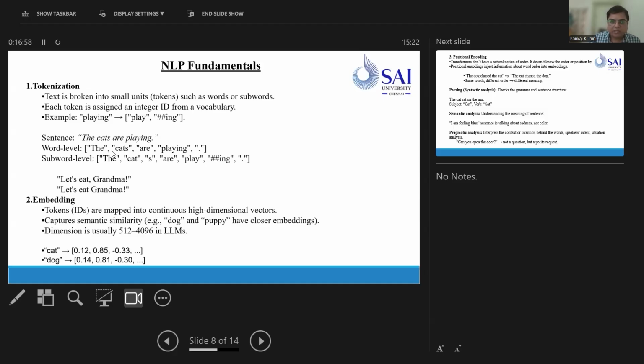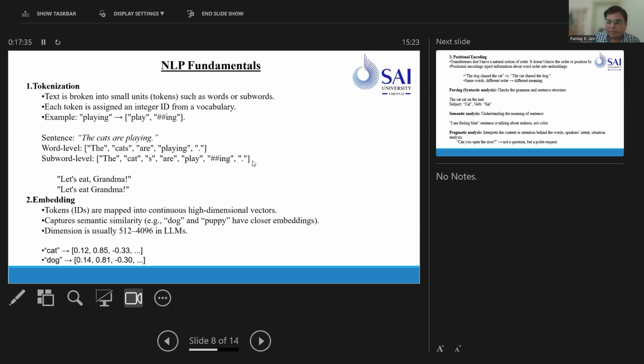Further, it is converted into sub-word level. Cats is plural here, so cat and s are sub-words, and the token is further split into cat and s. The s is for plural. In playing, ing is added to the verb, so play and ing for the action verb. So it is subdivided into further tokens.